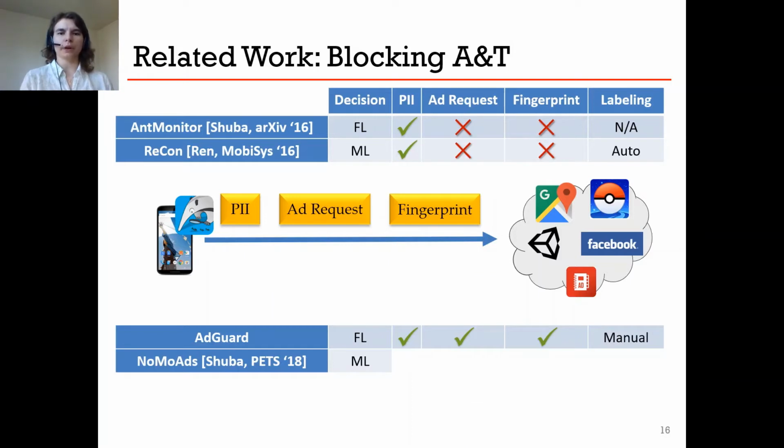So in another prior work of ours, NoMoATS, which was also presented at PETS 2 years ago, we attempted to improve on the AdGuard approach and proposed a machine learning based approach that would replace filter list rules. Since at the time there was no mobile specific rule set, we followed an approach where we used an existing browser specific filter list and supplemented it with our own labels.